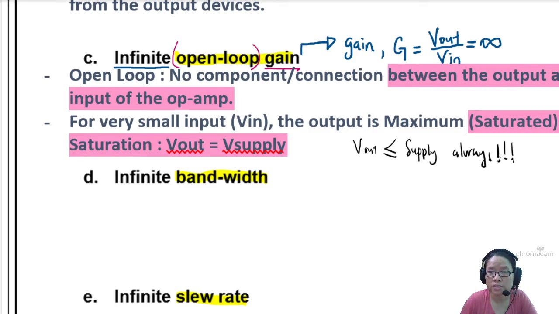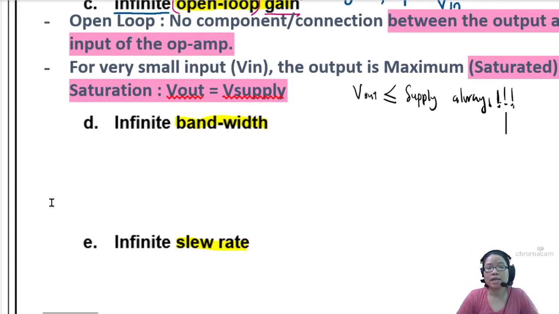Okay, always the output is less than or at most equal to supply. And when it's equal to supply, we call this saturated. All right, because you can have infinite gain, but conservation of energy says that you are still bounded by how much we are putting into the op-amp.